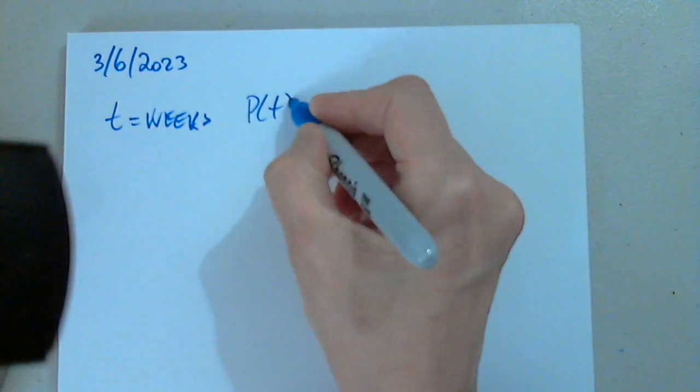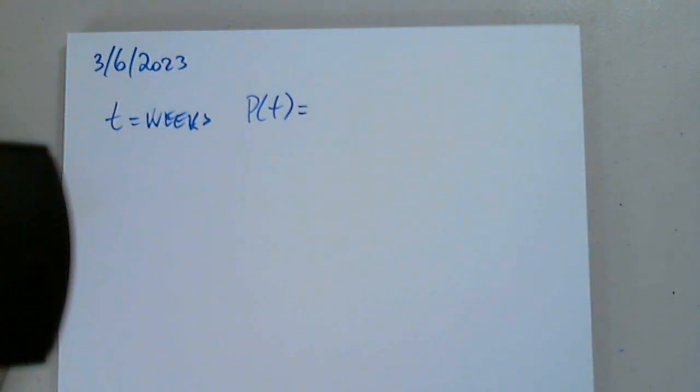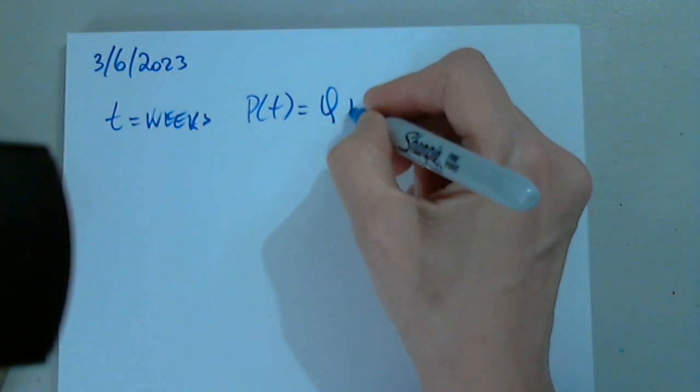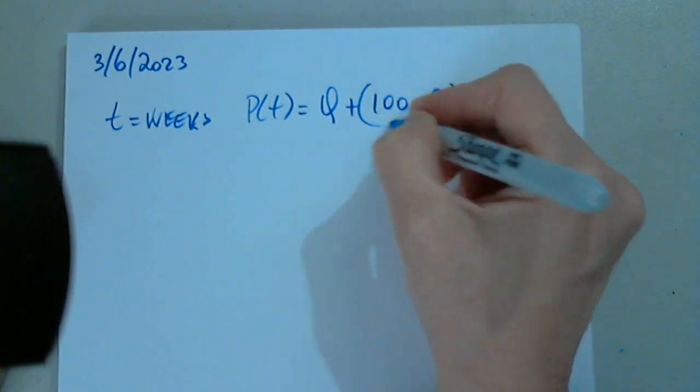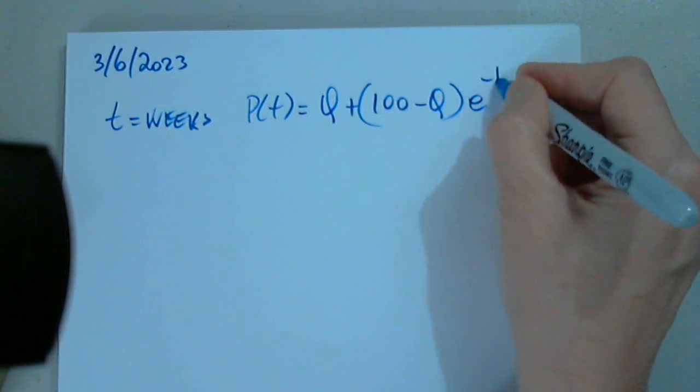So I don't forget measurement units. Then I write, so the Ebbinghaus learning model asserts that P is given by P of T. So this is in percentage, okay? So it's Q plus 100 minus Q times e to negative kt.